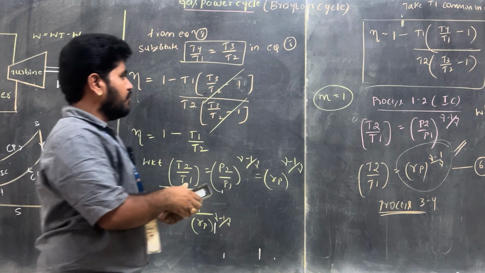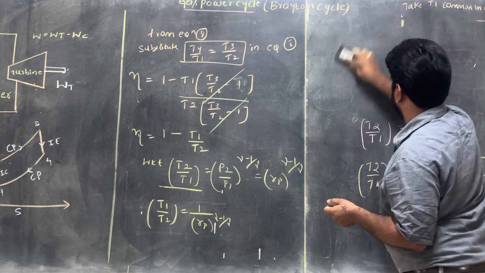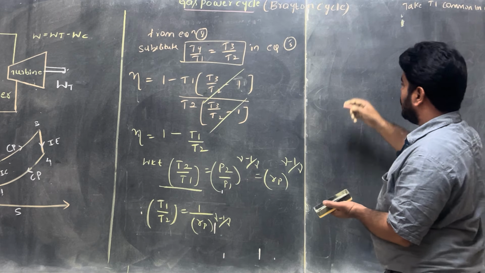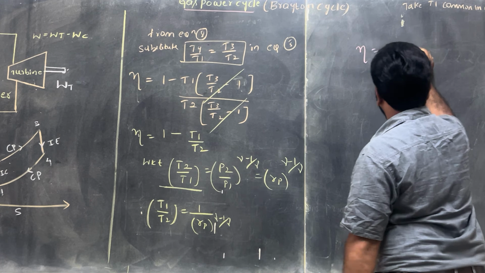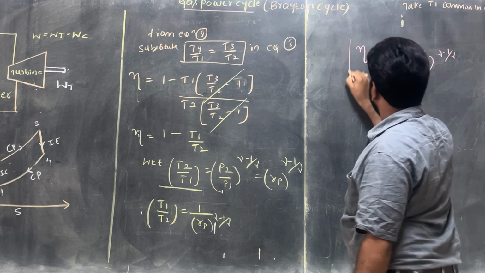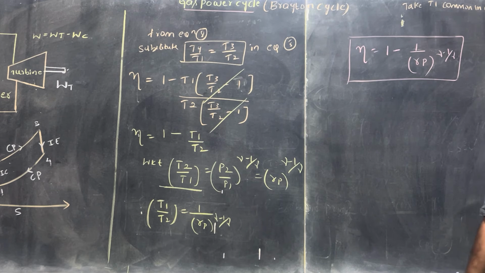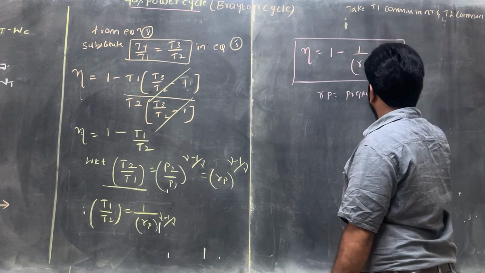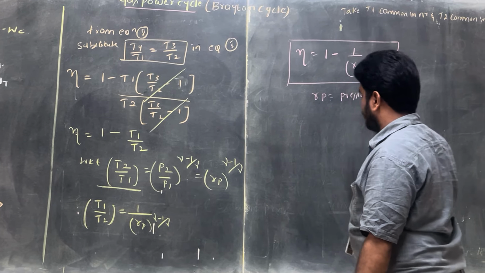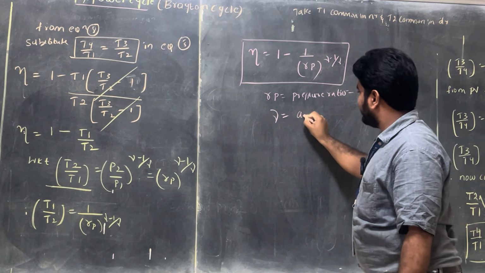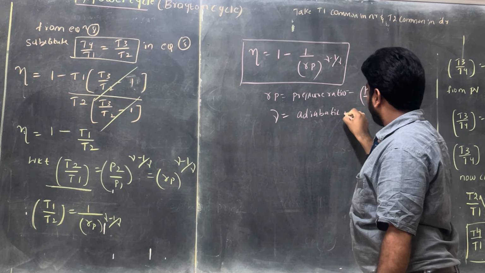So now substitute here, and we will get the final efficiency equation. Efficiency is equal to 1 minus 1 divided by RP to the power of gamma minus 1 by gamma. This is the final efficiency of the Brayton cycle, or Joule cycle, or a gas power cycle. Here RP is nothing but the pressure ratio, given by the formula P2 by P1, whereas gamma is the adiabatic index.